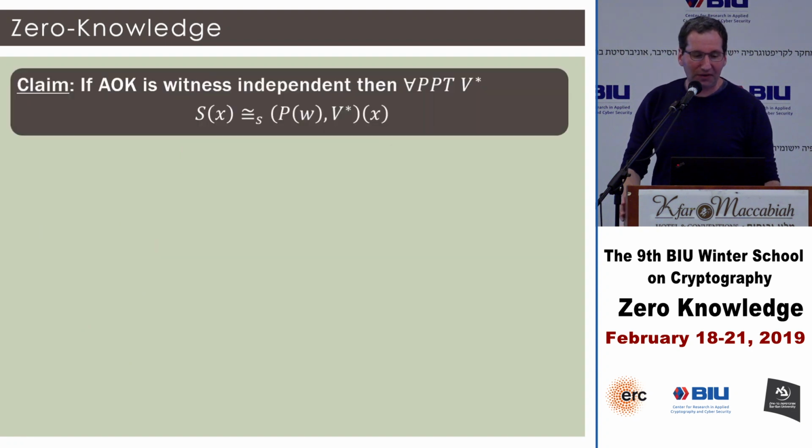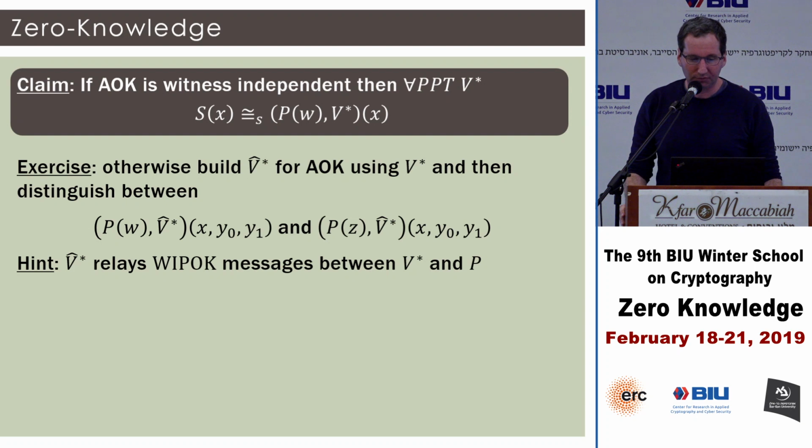So the claim is that if the argument of knowledge, the second one, is witness independent, then for any polynomial time V star, the simulation is statistically close to the real interaction. And I leave it to you as an exercise to prove it. Here are the hints and the details. If you have time this evening in Jaffa, it's highly recommended.